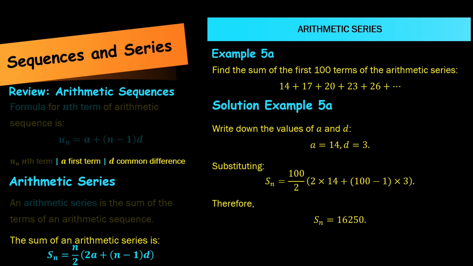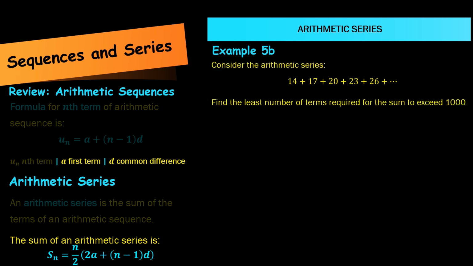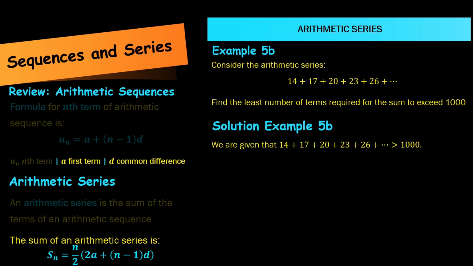And now for part B. In the same arithmetic series, we are required to find the least number of terms required for the sum to exceed 1000. So let's solve this. In our question, we're given that this series is greater than 1000. This is what we actually need. And we want the smallest n, which is going to satisfy that.